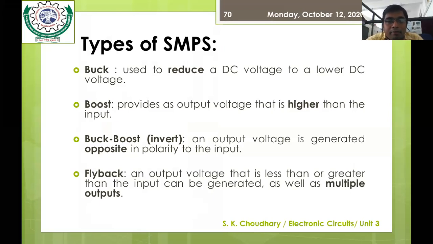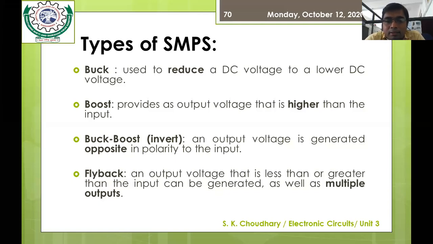If you see the types, there are different types of SMPS available, but out of that we have to discuss four. The buck regulator or step down regulator is generally used to reduce a DC voltage to a lower DC voltage. Then the boost regulator or step up regulator or converter provides an output voltage that is higher than the input voltage.